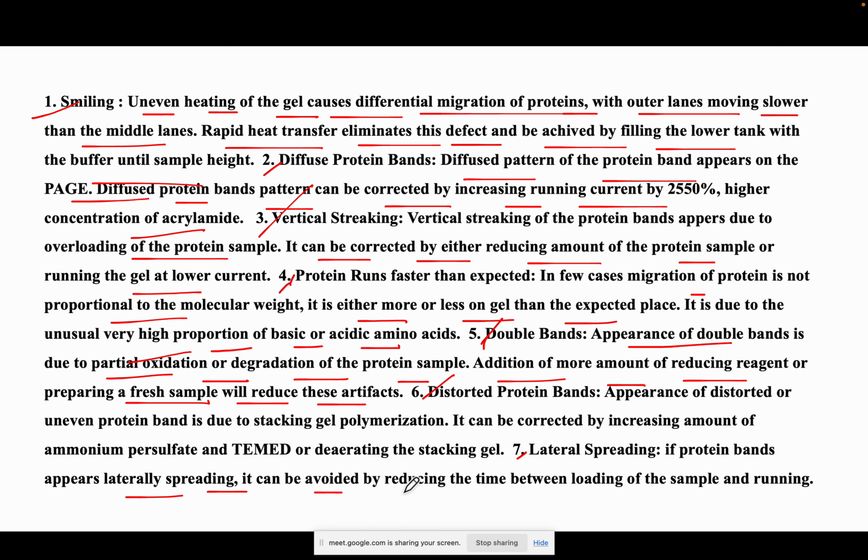So sometimes you are loading your sample and you are waiting for some time. So what can happen is that your proteins start to diffuse. So don't do this. You have to reduce the time between loading and starting running the sample.